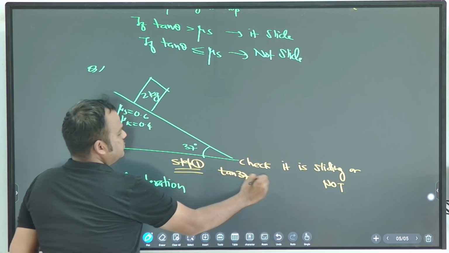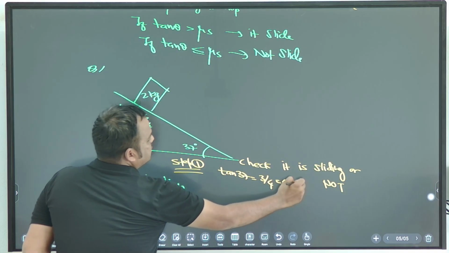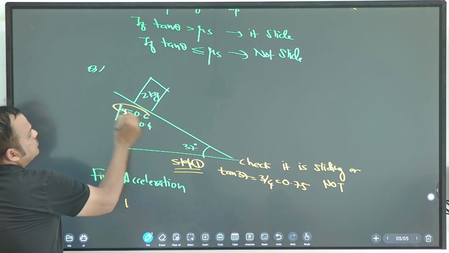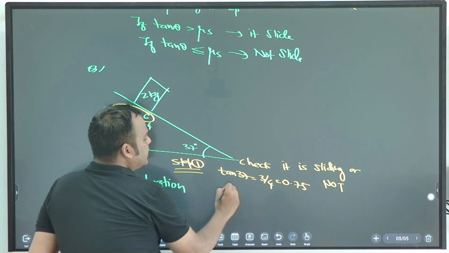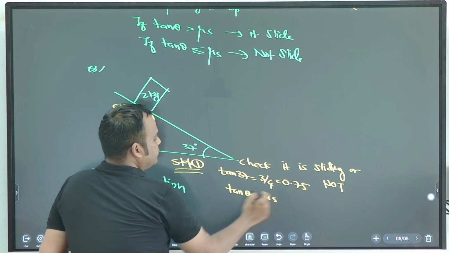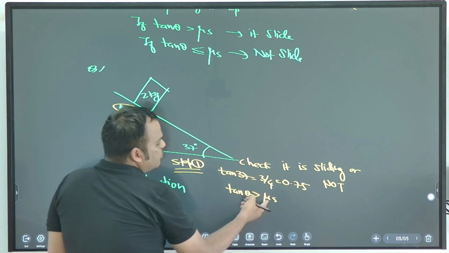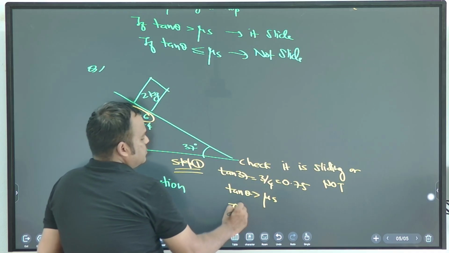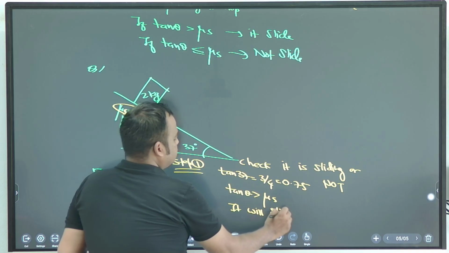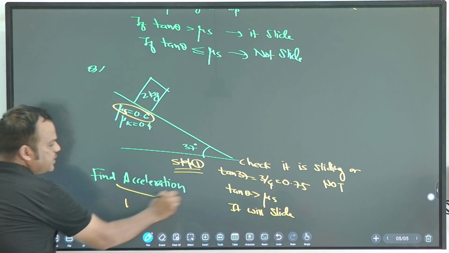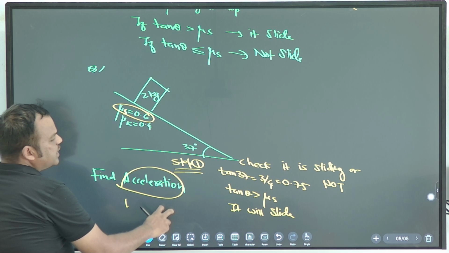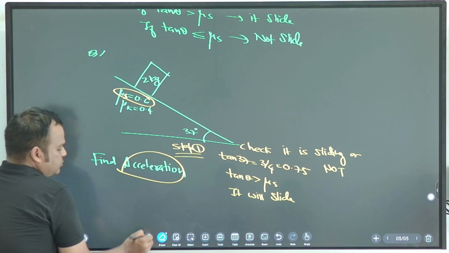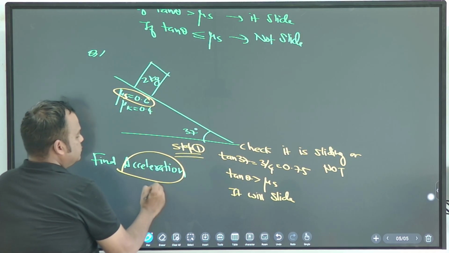What is tan 37? 3 by 4. How much is 3 by 4? 0.75. Mu s is how much? 0.6. Which is more, tan theta or mu s? Tan theta is more than mu s. So it will slide, and it will accelerate. So will friction be static or kinetic? Kinetic. So friction is kinetic, note it down.